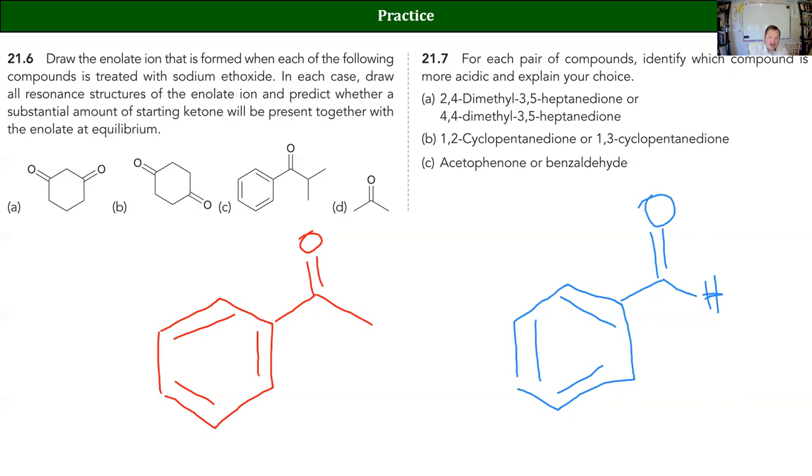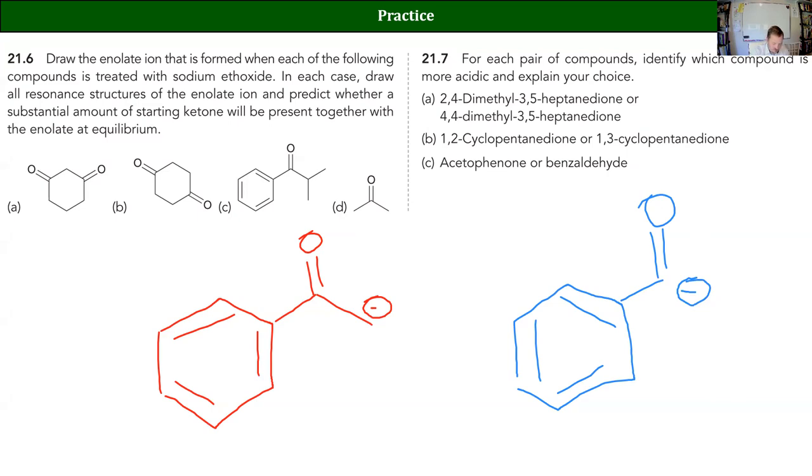So the fact that the benzaldehyde does not have an alpha carbon that you can deprotonate, if you did deprotonate the benzaldehyde, you're gonna wind up with this molecule, which interestingly enough can actually be resonance stabilized more than the enolate formed over here, because you wind up with a lone pair that's directly conjugated with the benzene ring, but you don't wind up making an enolate.